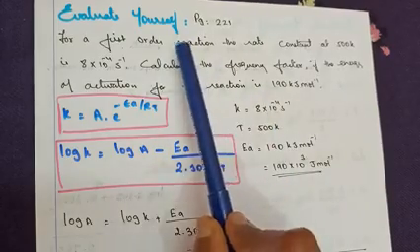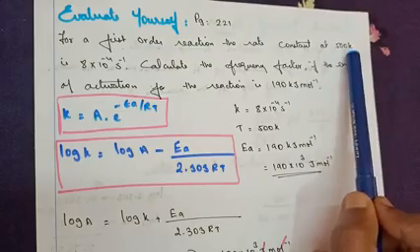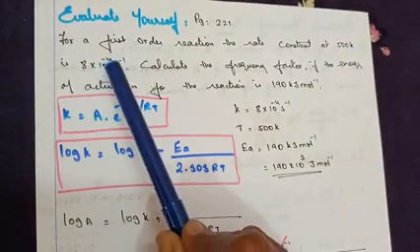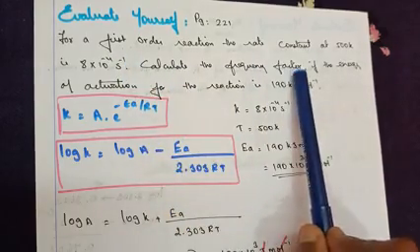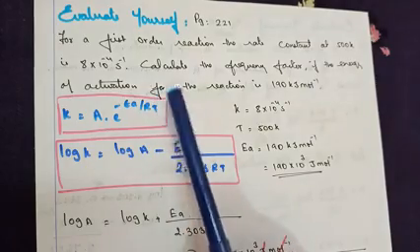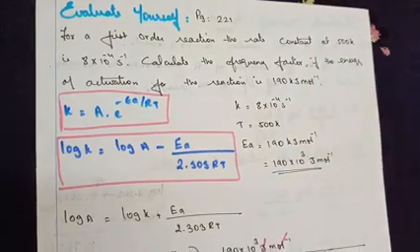The given question: for a first order reaction, the rate constant at 500 Kelvin is 8 into 10 to the power minus 4 second inverse. Calculate the frequency factor if the energy of activation for the reaction is 190 kilojoules per mole.